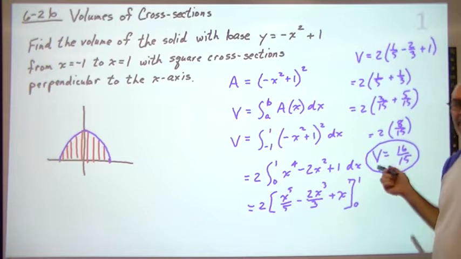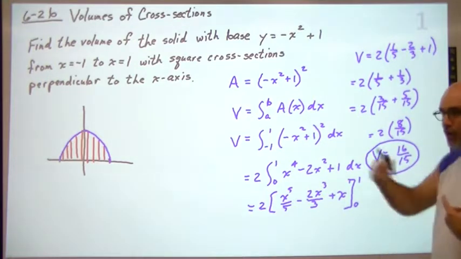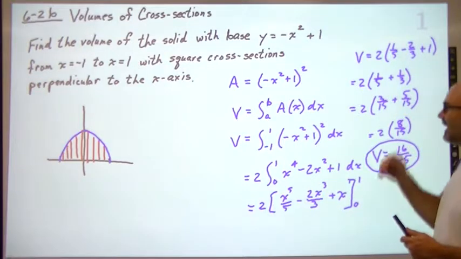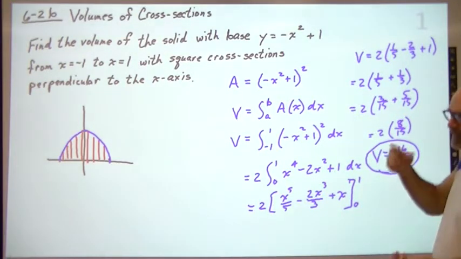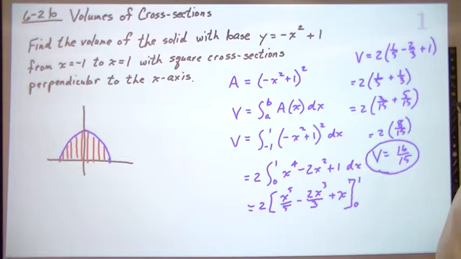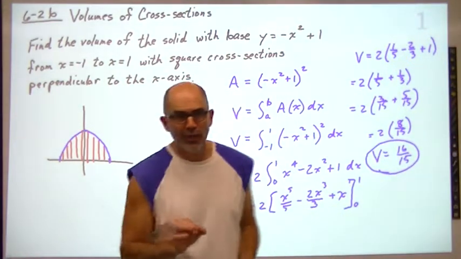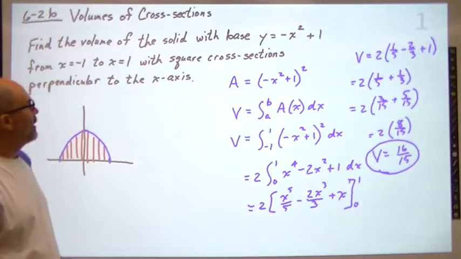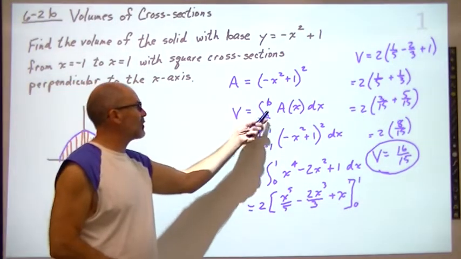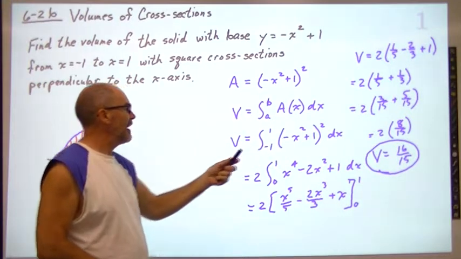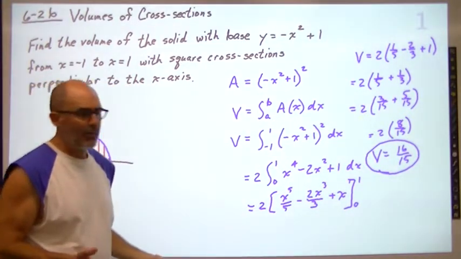Notice this does not have pi in it because it's not a volume of rotation. Each square is a length times a width, or side times side. So there's my volume, 16/15 cubic units. So notice, it's just the integral of the area as a function of x. So this really is fairly simple.